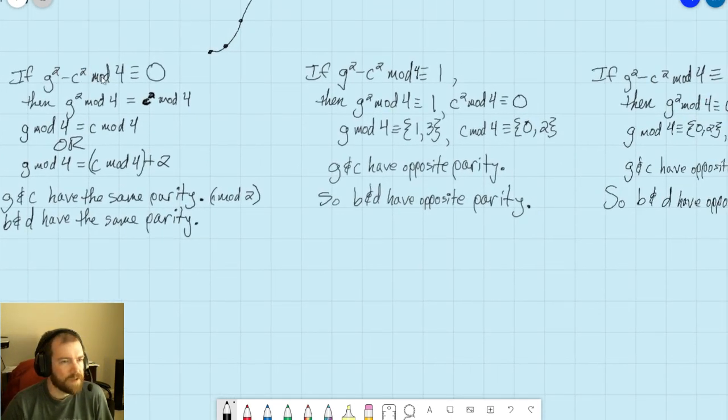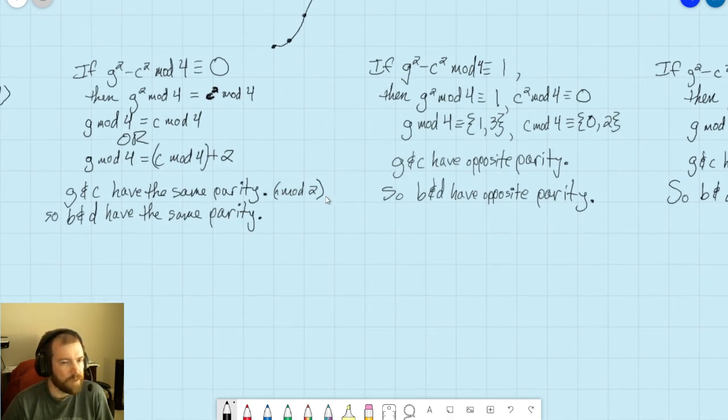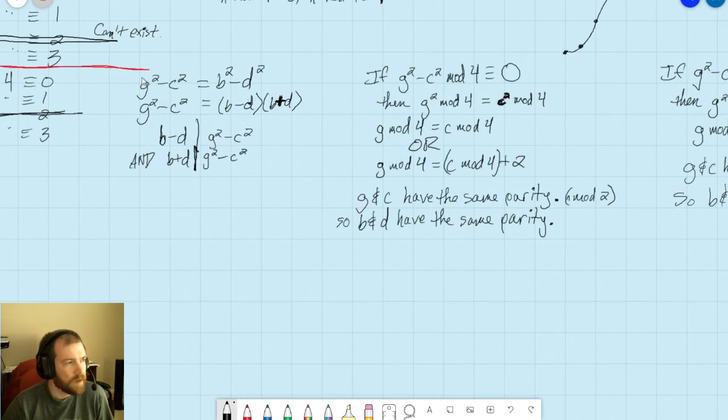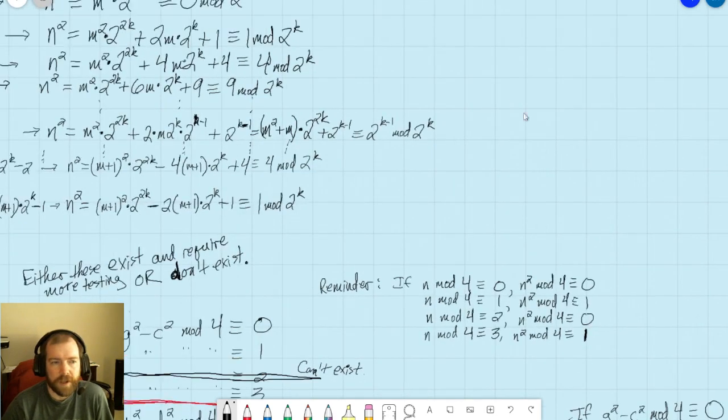With it being only possibly 0 or 1, you could work out that if g squared minus c squared mod 4 is 0, then you have to have g and c being the same parity. So they have to have the same value mod 2. And then also, g squared minus c squared equals b squared minus d squared was an equation we pulled from the very beginning here.